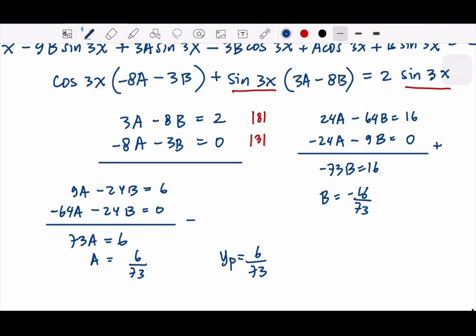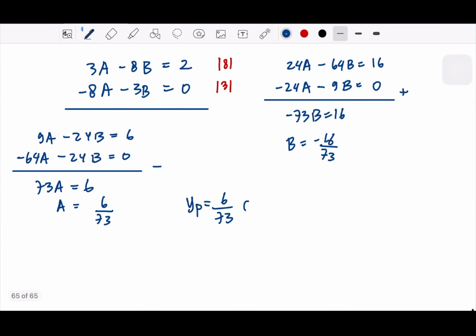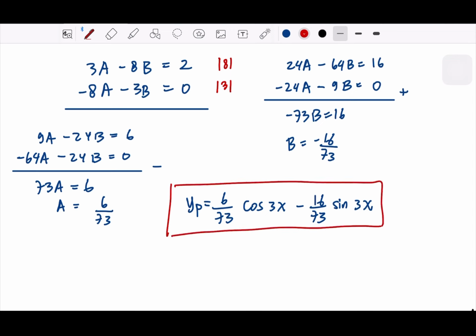So this is, a is for cosine, right? Cosine 3x, and the other is b. So this is our yp.